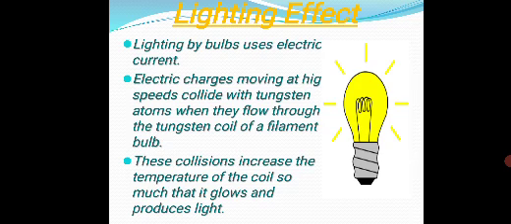Lighting by bulbs uses electric current. As you have already studied in previous classes, an electric bulb contains a material which is called tungsten. So electric charges moving at high speed collide with the tungsten atoms when they flow through the tungsten coil of the filament bulb. Their collisions increase the temperature of the coil, so it starts glowing and produces light.